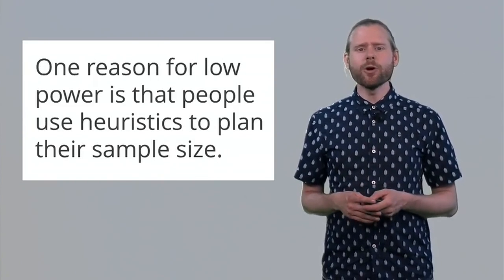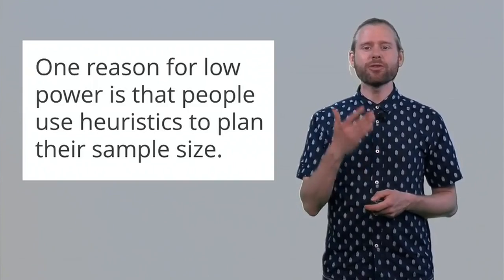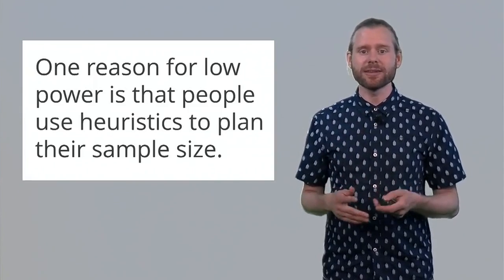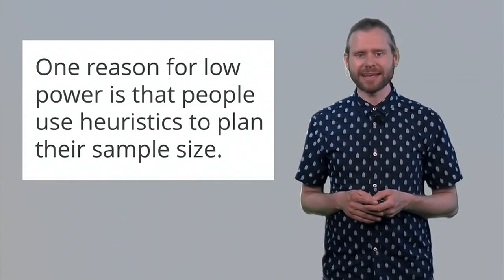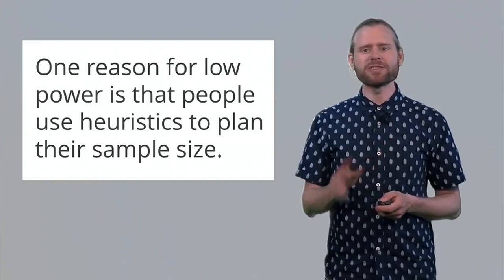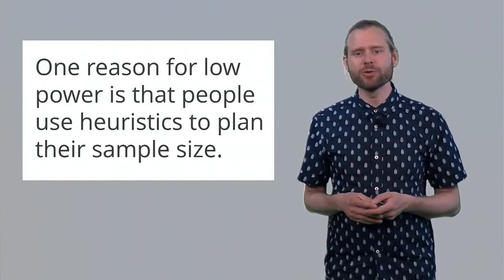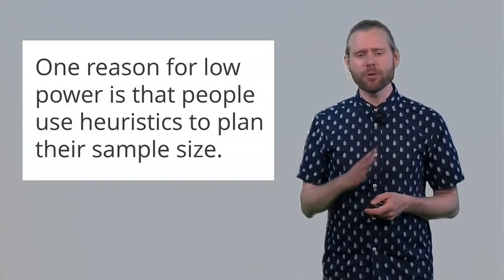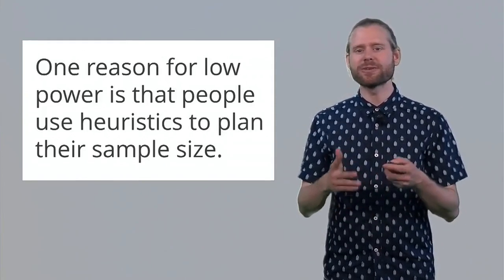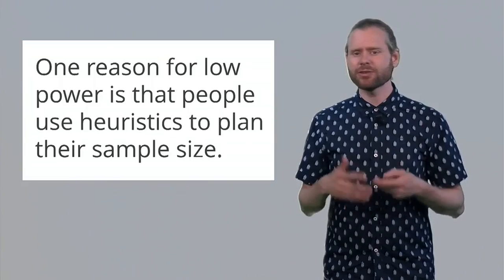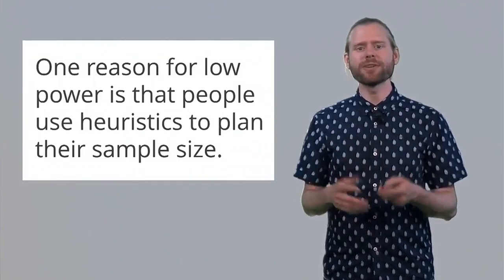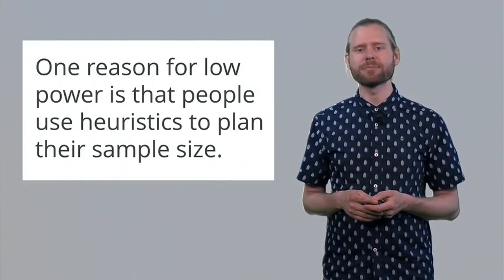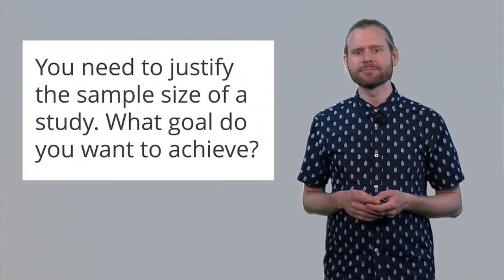Now, one reason for low-powered studies is that people don't really think about how to design their study, and especially the sample size of their study. But people use heuristics instead. Now, heuristics are always wrong. You should never rely on heuristics to plan the sample size, no matter what the recommendation of this heuristic is. Whether it's 10, 20, 50 people, you should always use a better approach, a more informed justification of your sample size.